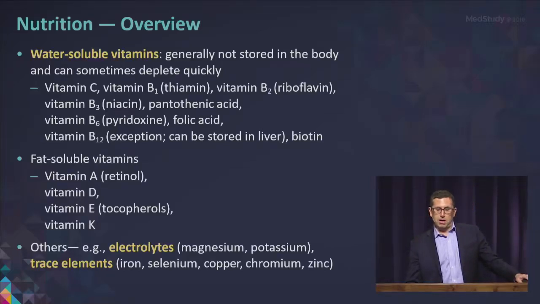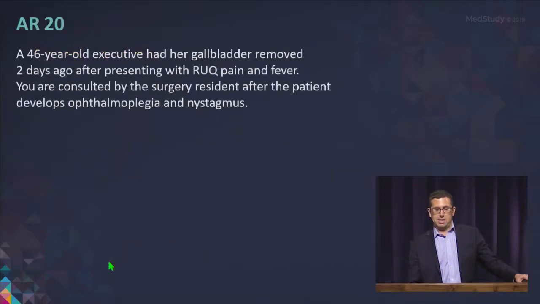So there are water-soluble vitamins that are generally not stored in the body. An exception is vitamin B12, which could be stored in the liver. Then there are the fat-soluble vitamins A, D, E, and K. And then there are other entities associated with nutrition, including electrolytes and trace elements.